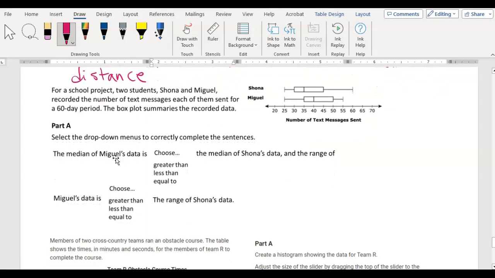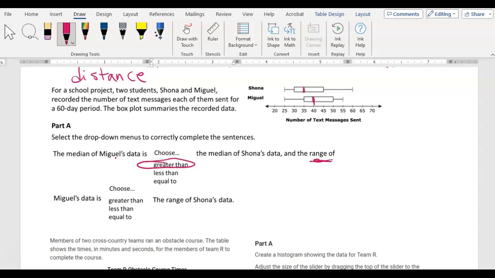All right, your next 2 questions are PARCC released items. For a school project, 2 students, Shona and Miguel, recorded the number of text messages each of them sent for a 60-day period. The box plot summarizes the recorded data. So this is a box plot. You saw those today. Select the drop-down menus to correctly complete the sentence. So the median of Miguel's data. So this is Miguel. Remember, the median is that middle line here. And Shona's is here. So the median of Miguel's data is at 40, hers is at 35, which means that the median of Miguel's data is greater than the median of Shona's data.